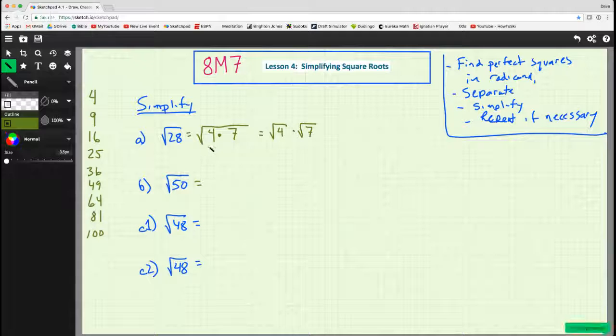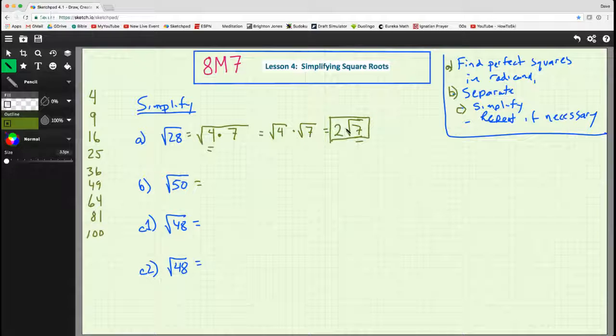All right, we found our perfect square. That's step A. B, we separated, and then we used our rule here. Now we're going to simplify. And the square root of 4 simplified is 2. And that's times the square root of 7. Now we need to ask ourselves, is 7 simplified? Is there any perfect square inside 7? And the answer is no. So this thing is indeed simplified.